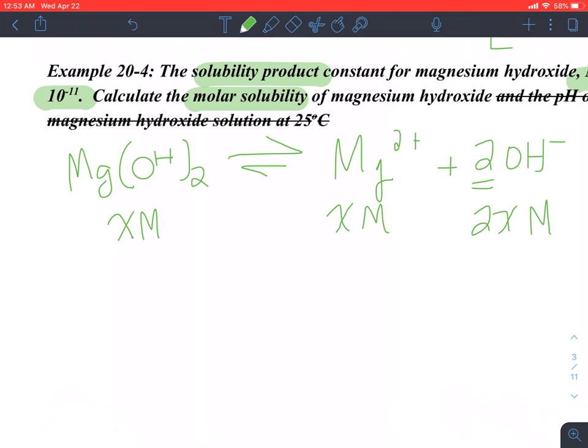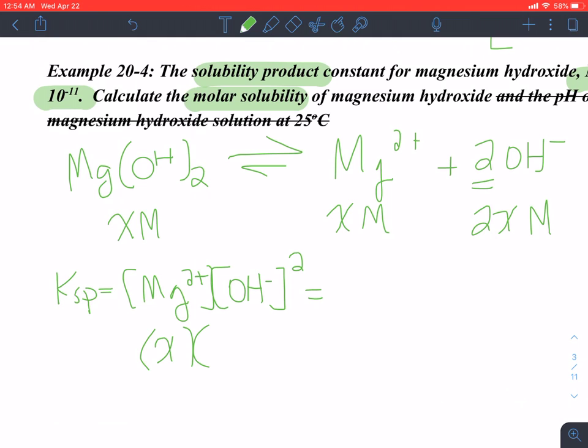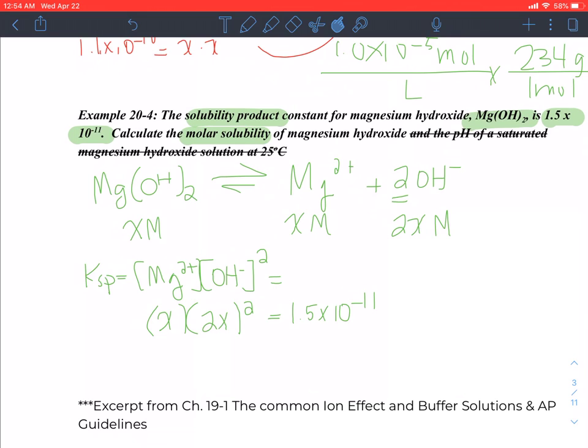Okay, so KSP, we can write our expression. This one is raised to the power of 2, remember that. Let's plug our values in. Okay, so Mg2+ is x, OH- is 2x raised to the power of 2, and that's going to equal the KSP value of 1.5 times 10 to the negative 11. And once again, that was given in the problem. So you can stop and go ahead and solve.